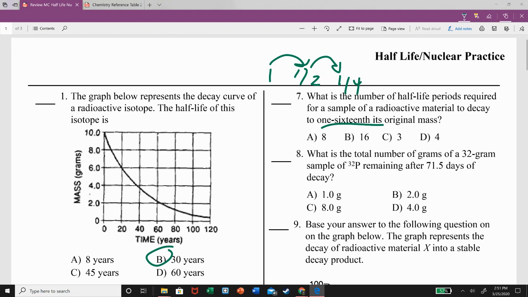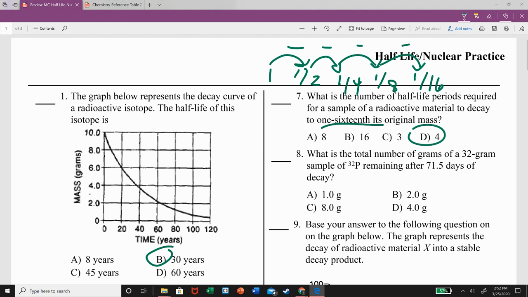That's my end time. A 4th divided by 2 is an 8th. An 8th divided by 2 is a 16th, right? 1/4, 8th, 16th. So that took 1, 2, 3, 4 hops for half-lives.